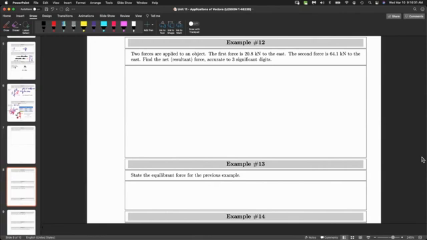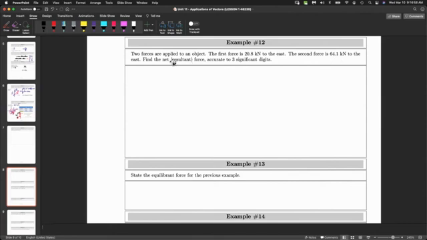So here's two forces being applied to an object. The first force is 20.8. This unit here is kilonewtons, so I do try to expose you to different unit quantities for force. In this case, we have kilonewtons of force, and the direction is to the east. Okay, that's good. The second force is 64.1 kilonewtons. Oh, look at that. It's also to the east.